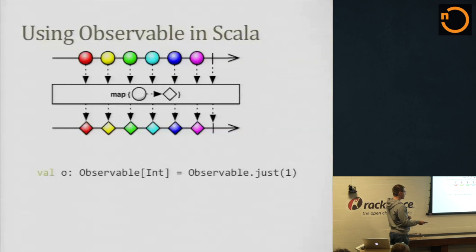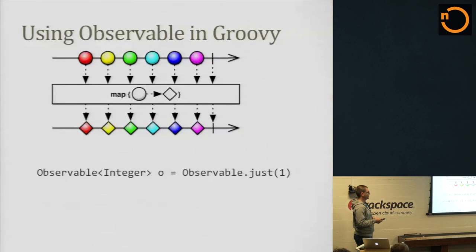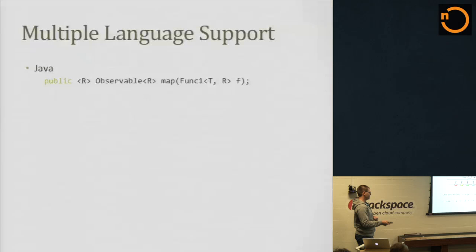In Scala, the creation looks fairly similar. We've got a just method on the companion object Observable. And of course, we have first-class functions in Scala. We'd like to be able to write them and map them back onto the RxJava implementation. Groovy, very similar. Creation, usage, looks about the same as Java.